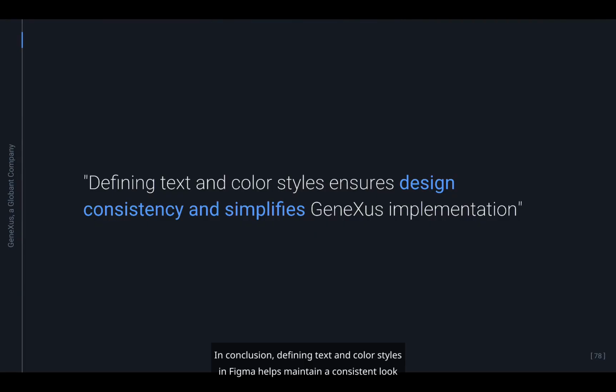In conclusion, defining text and color styles in Figma helps maintain a consistent look throughout the design. By systematizing these elements, you reduce the chance of errors and ensure that all texts and colors are imported correctly into Genexus, making it easier to implement and maintain the design.